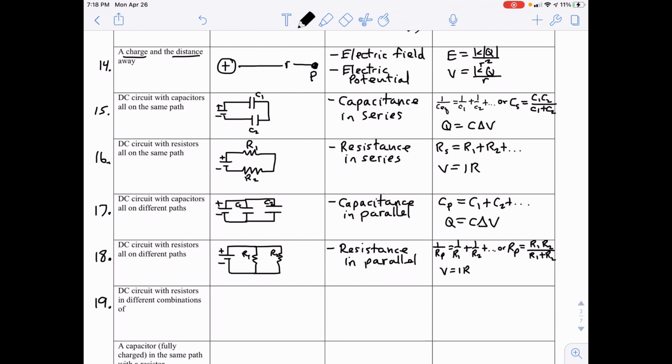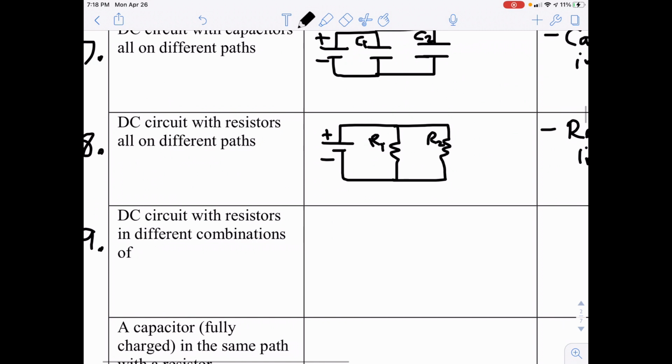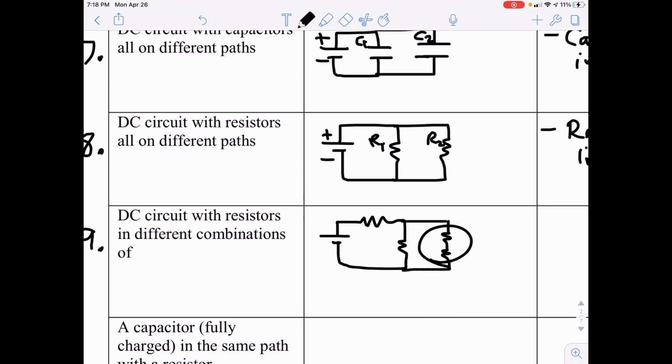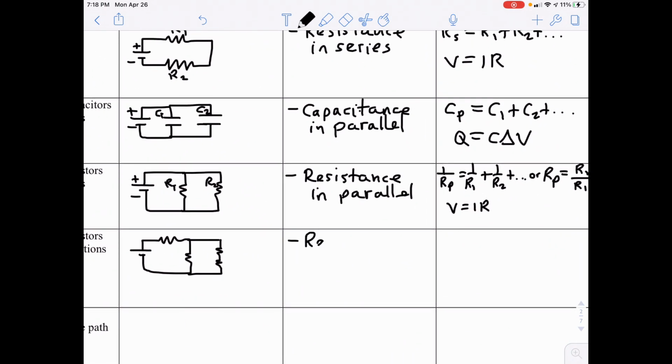In number 19, we have a DC circuit with resistors in different combinations. So maybe we have a resistor here and two resistors like this, where you've got some in series, you've got parallel pathways, all of these are in series with that. So you'll have some combination of series and parallel together. Now, this would be resistance in series and parallel.